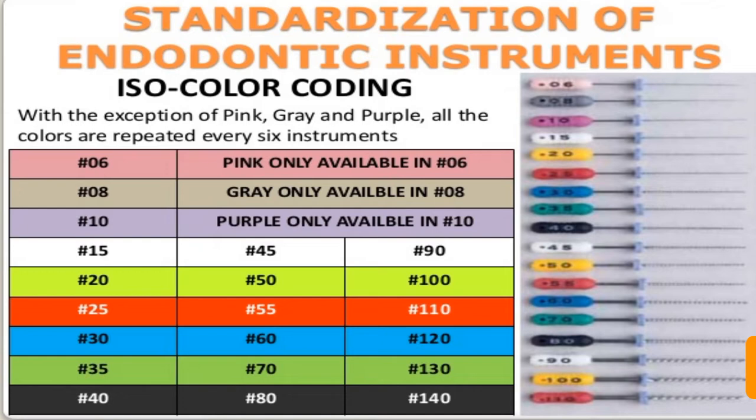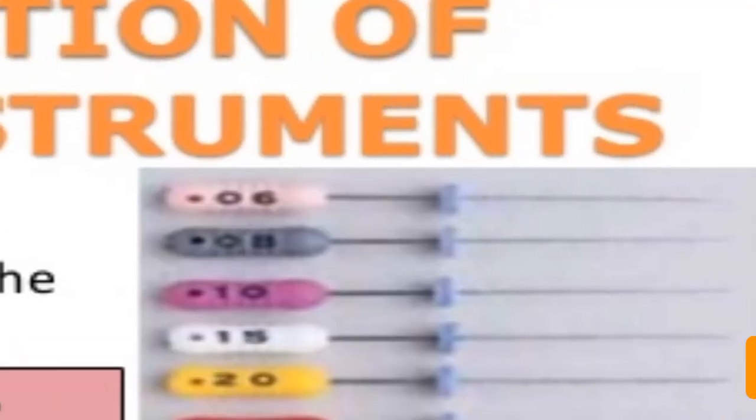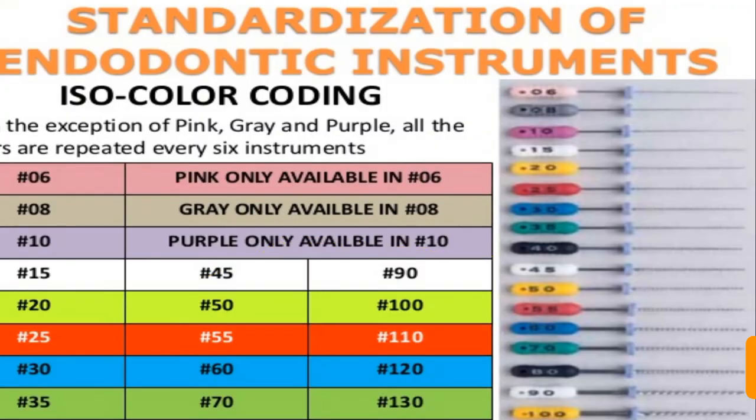Another thing to note here is that the color coding is repeated every 6 instruments in the sequence: white, yellow, red, blue, green, black, white, yellow, red, blue, green, black. So you just have to remember 6 codes and the different sizes of file available. Additionally, the number 10 file is purple. It is always purple. Number 8 file is gray, and number 6 file is pink.